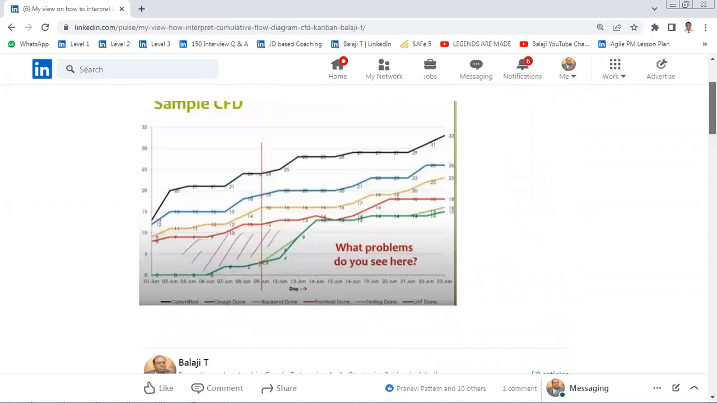Balaji, could you explain this in simple terms, maybe with 2 or 3 stages, like committed, design, and back? Okay. See now.